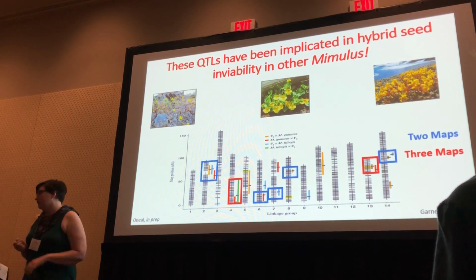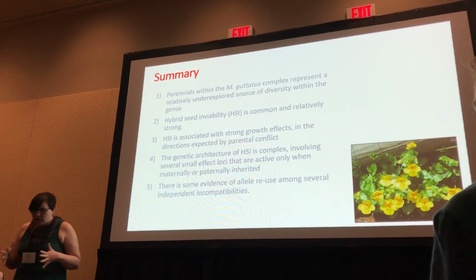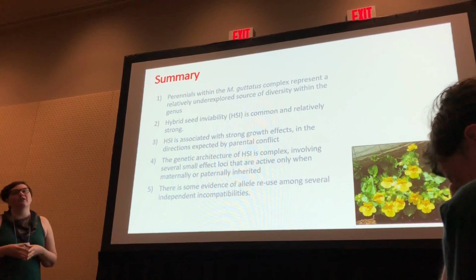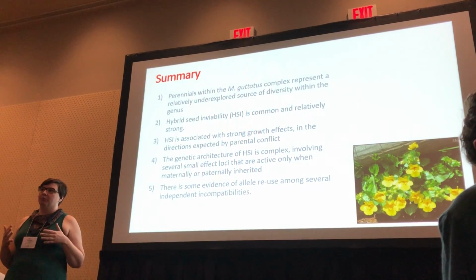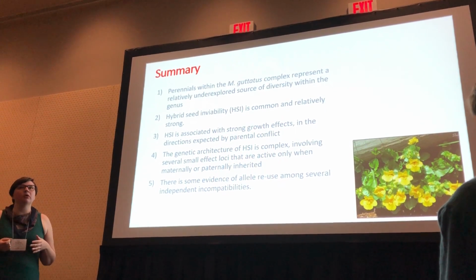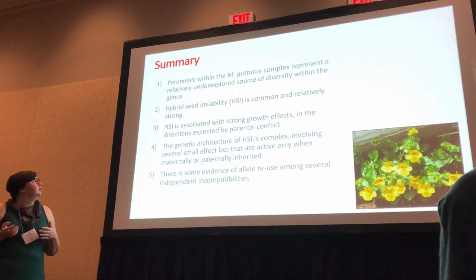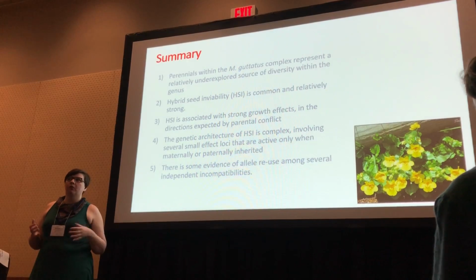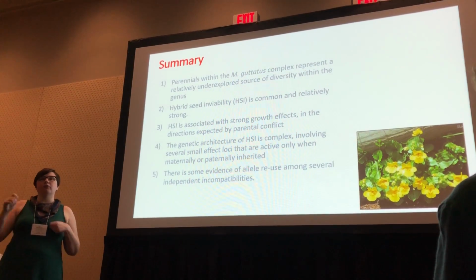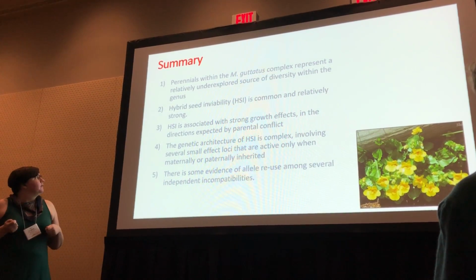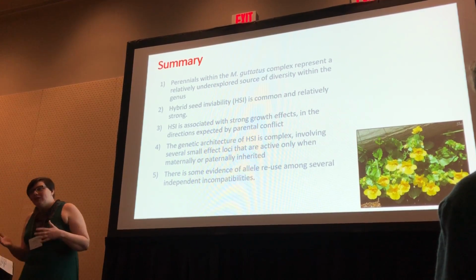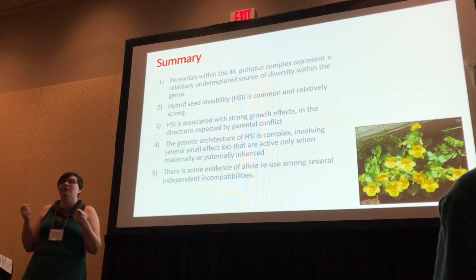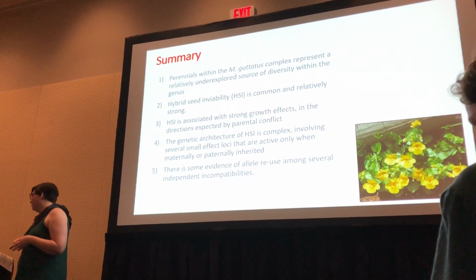So just to sum up, what I've shown you is that there's a lot of cryptic diversity in perennials within this group. There's also a lot of hybrid seed inviability within the genus more broadly. Patterns of hybrid seed inviability are consistent with parental conflict. I've also shown you that the genetic architecture of hybrid seed inviability is quite complicated, involves these alleles with parent of origin effects. And there is potential, although I'm not taking any bets at it yet, for this parallelism among different incidences of hybrid seed inviability.